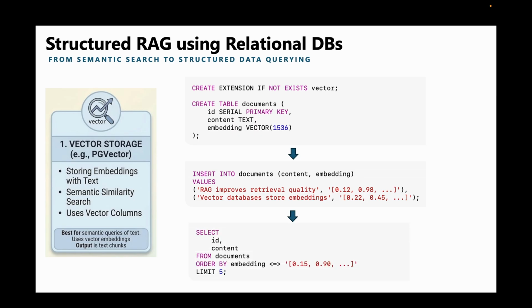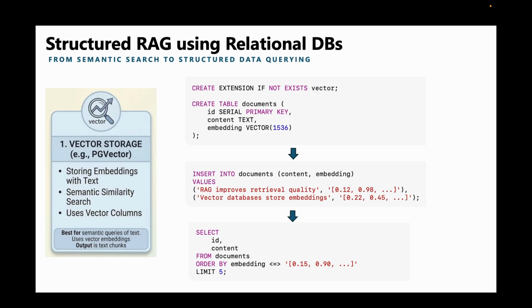pgvector is an extension for Postgres that allows you to store and search vector embeddings directly inside the relational database. These embeddings are stored in a table alongside other traditional fields using a vector data type. pgvector supports different indexing strategies like HNSW or IVF, which speeds up similarity search over large datasets.